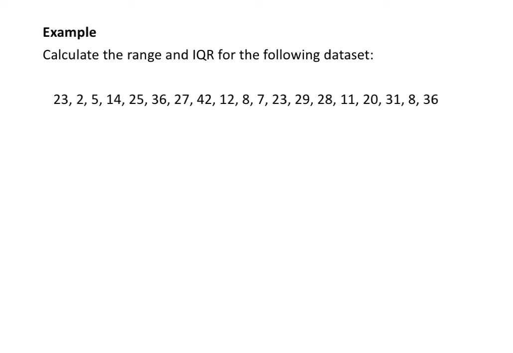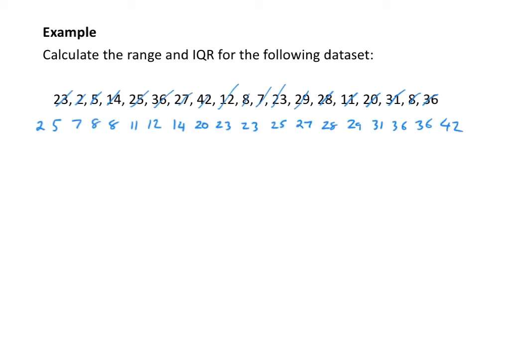The first step I need to do before I calculate the range and interquartile range is place my data set into ascending order. Okay, so now that the numbers have been arranged into ascending order, I can go ahead and calculate the range and interquartile range. So starting with the range, that's going to equal my maximum score minus my minimum score. So my maximum score is 42, my minimum score is 2, so my range is going to be 42 minus 2, which equals 240.